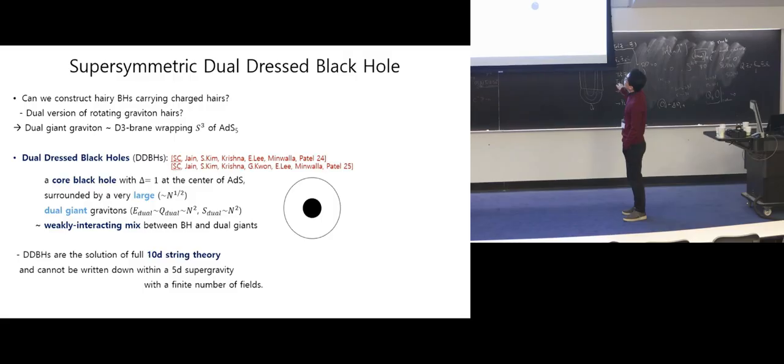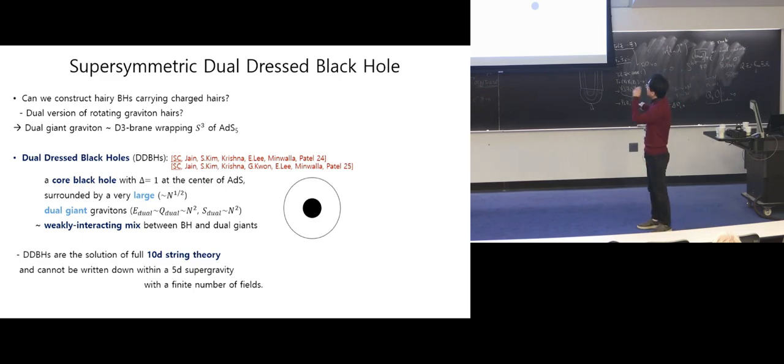So we have a core black hole at the center of AdS surrounded by very large D3 branes whose radius scales as n to the half, so that the energy and charge are of order n squared. The entropy is order n to the 0. So all the entropy is carried by the core black hole, but the charges are carried by the black hole as well as these D3 branes. Since they are very much separated, you can confirm that their interaction is ignorable in the large n limit. Their backreaction is 1 over n to a positive power.